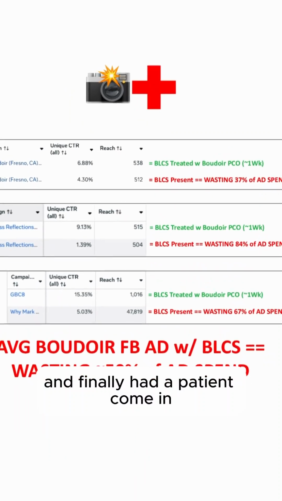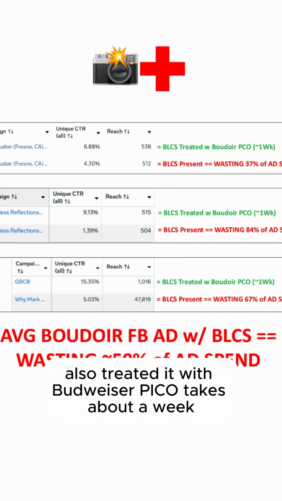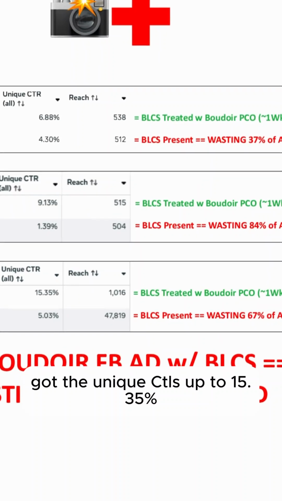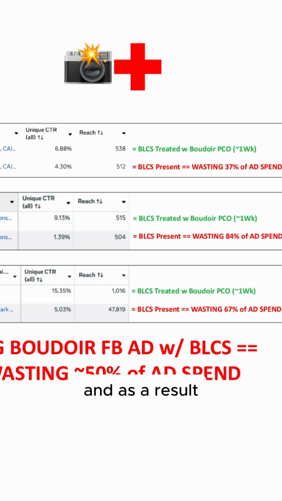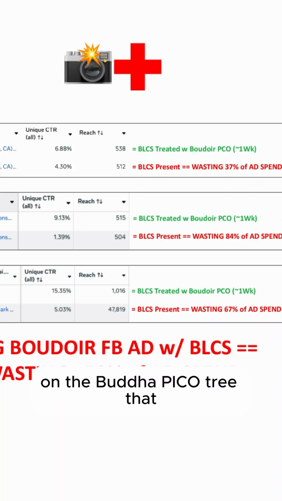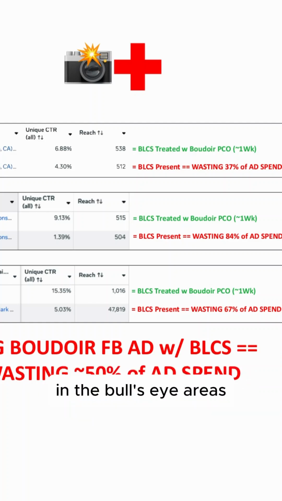And finally, had a patient come in. Unique CTR was 5.03%, so we know that BLCS was present. Also treated it with Boudoir Pico, takes about a week. Got the unique CTR up to 15.35%. So we found out the original was wasting 67% of ad spend. And as a result, if he was spending 10 grand a month on the original, now he only has to spend 3,300 bucks a month on the Boudoir Pico treated ad to get the ad into the same number of women's brains in both scenarios.